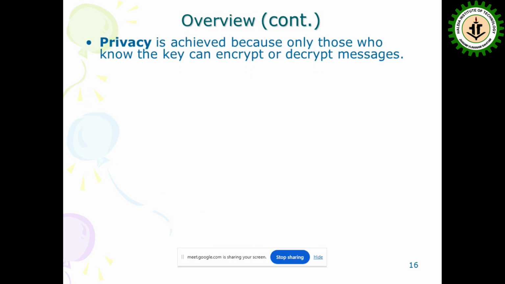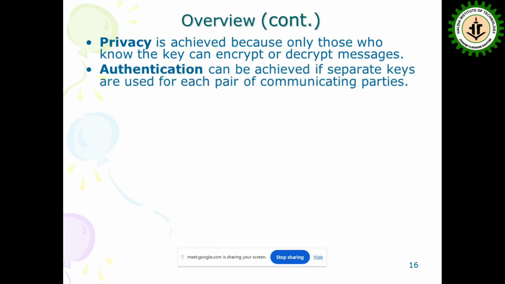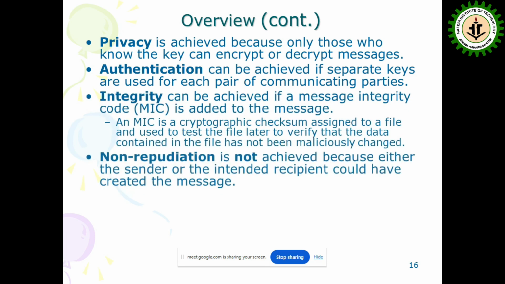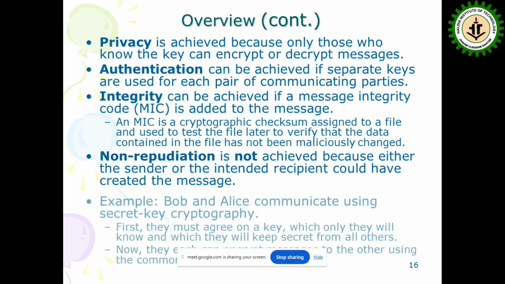Symmetric cryptography ensures privacy because only those who know the shared key can encrypt or decrypt the messages. Authentication is possible by using unique keys for each pair of communicating parties. For instance, if Alice and Bob share a key that no one else knows, any encrypted message from Alice can be trusted as coming from her only.